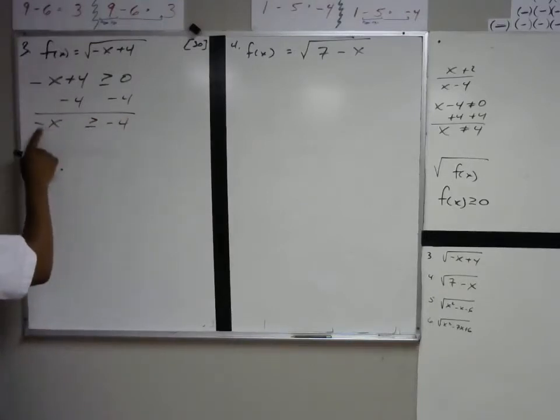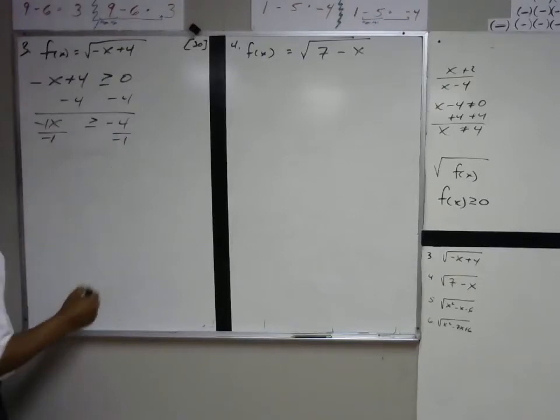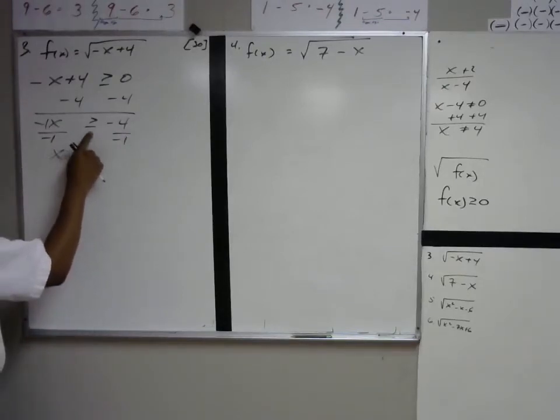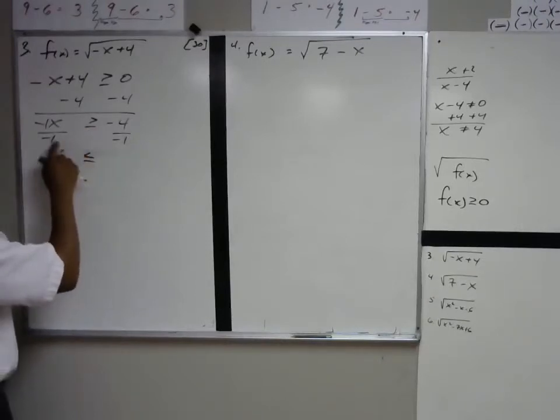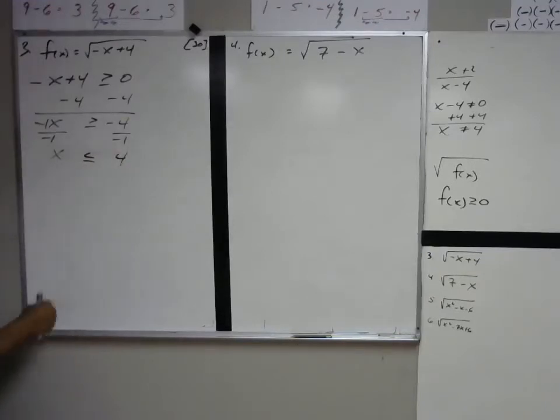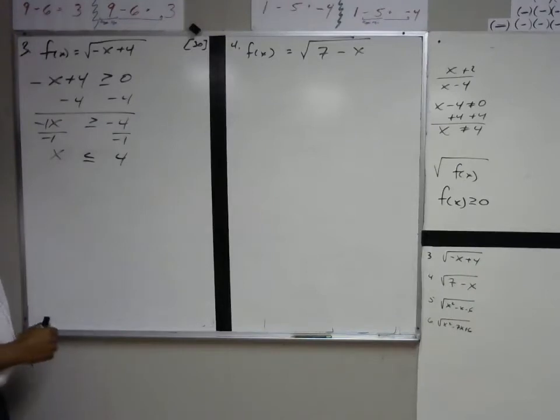This negative x can be treated as negative 1 times x. So I'll divide both sides by negative 1. And we'll get a positive 1x. We'll get a sign change here. It goes from greater than or equal to less than or equal to, since we divided by a negative, and this will become positive 4. So our domain will be x is less than or equal to 4.